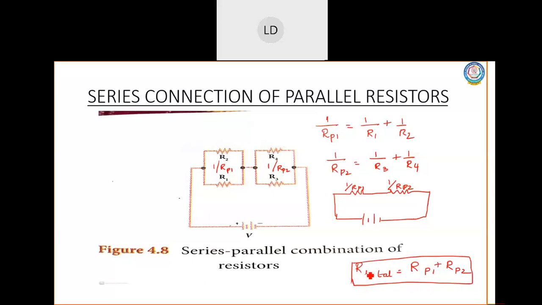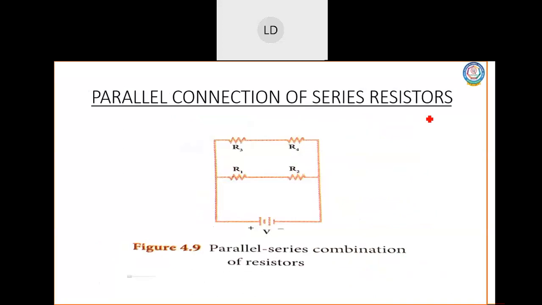These types of circuits are given as problems for you to solve. So you should be very clear about how to first find the combination. As far as this circuit is concerned, first you need to find the effective parallel resistance, and these two are connected in series. Then you apply the series circuit formula to find the total resistance. So this is about series connection of parallel resistors.